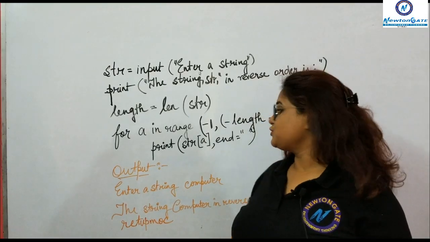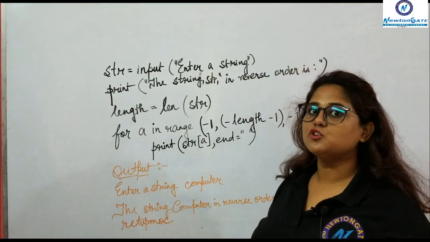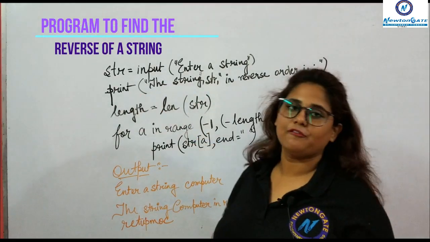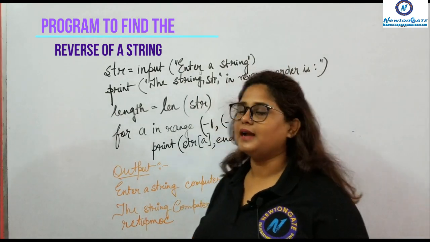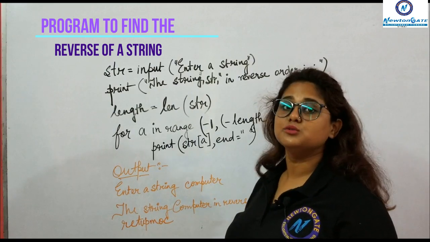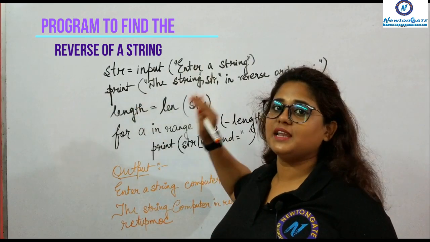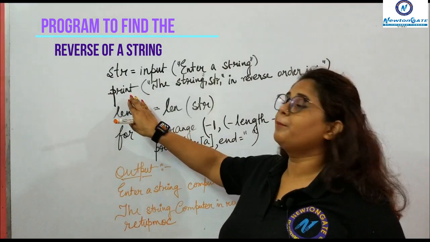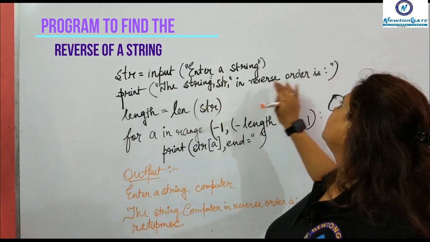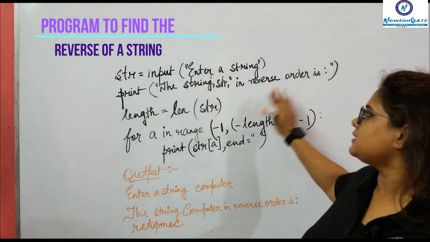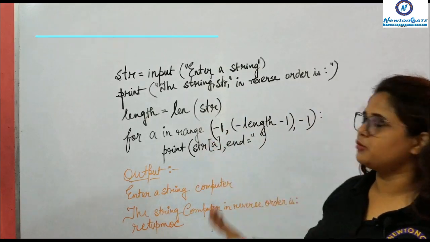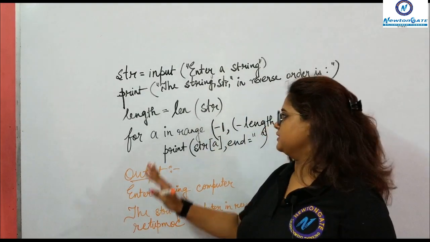We will now look into a program which shows how to reverse a string in Python. At first we have to declare our string and store some values in it, and here we are taking user input. You already know how to write that line. Next, I have given a print statement which says the string, that is this str, in reverse order is. This will just display this line in the output terminal. The output is already written here.